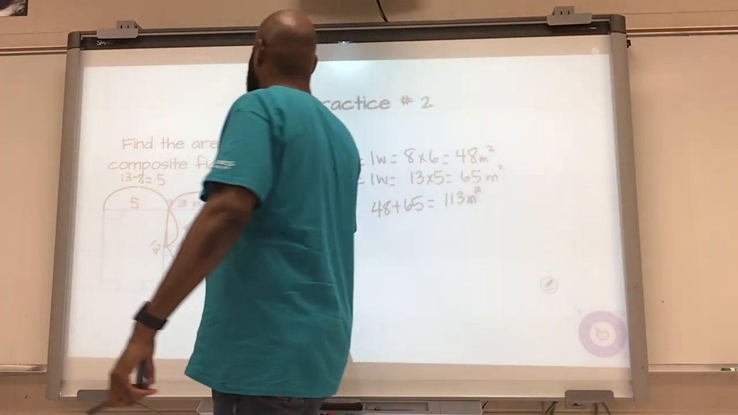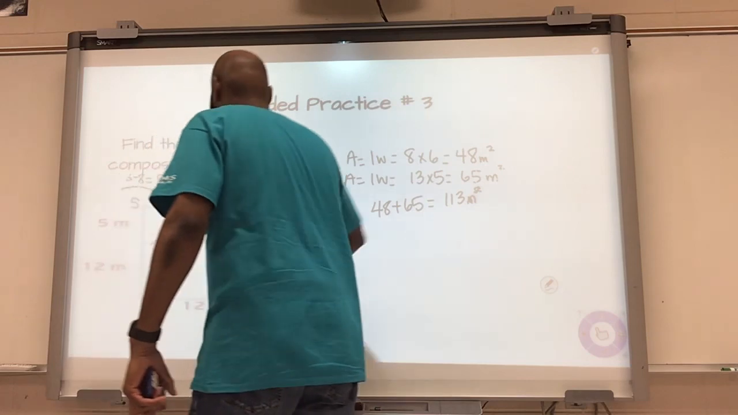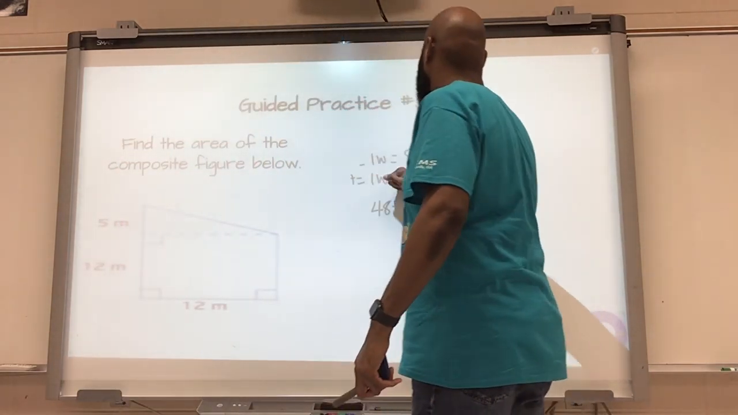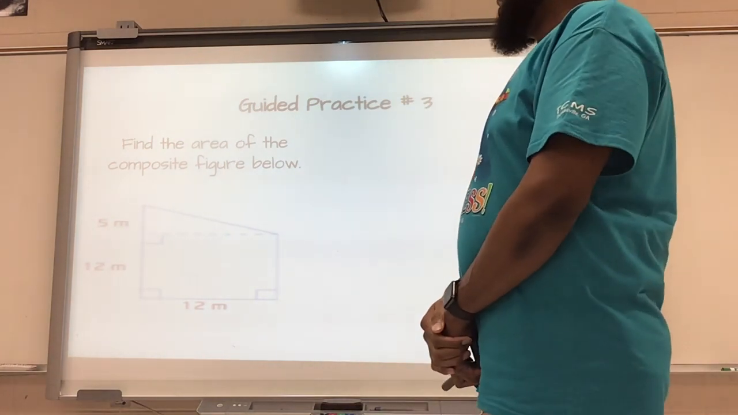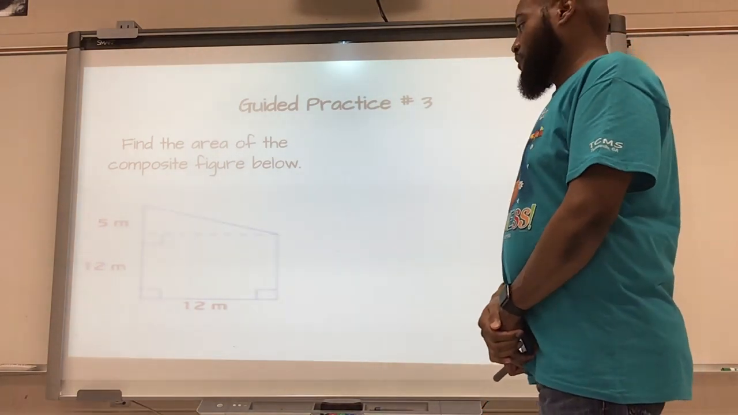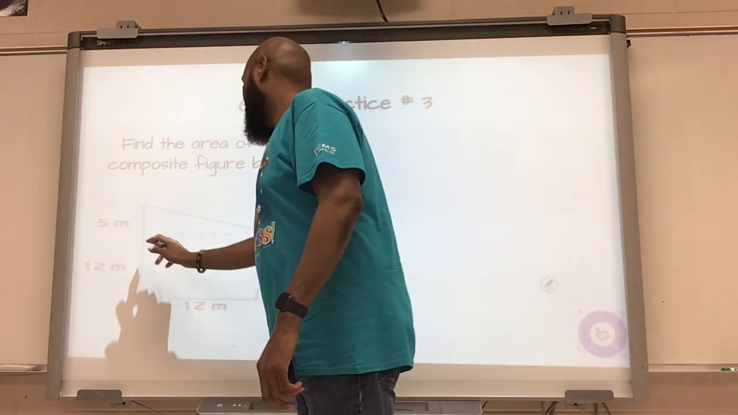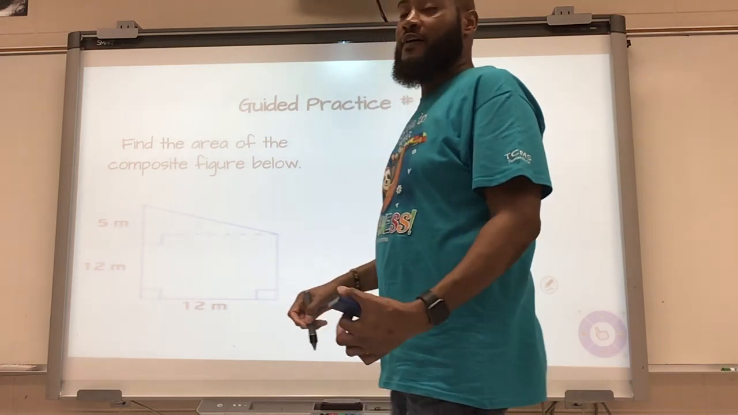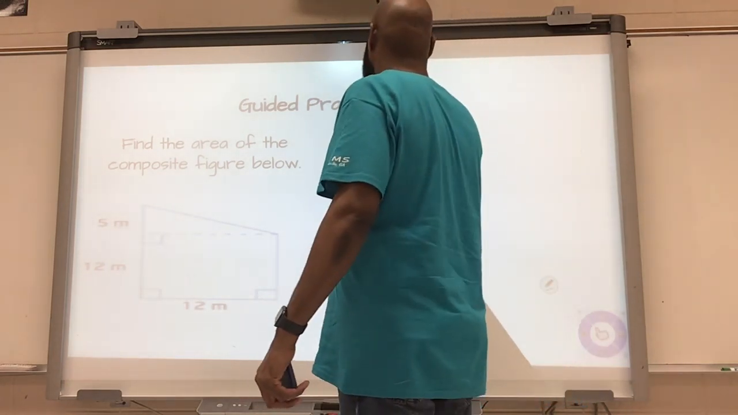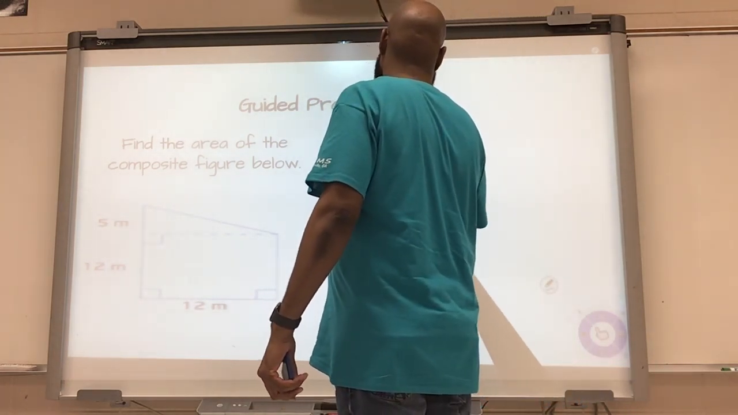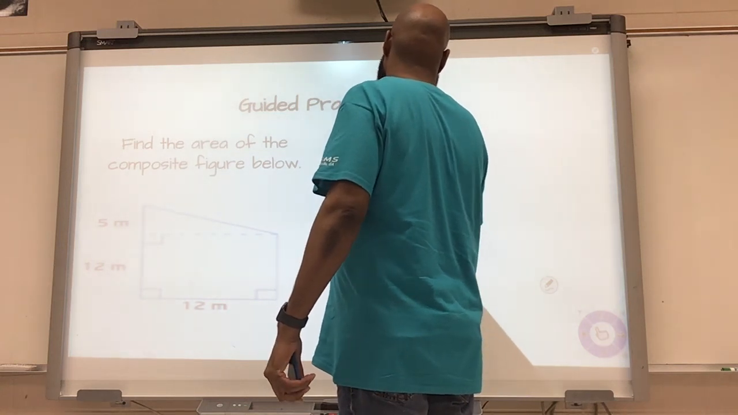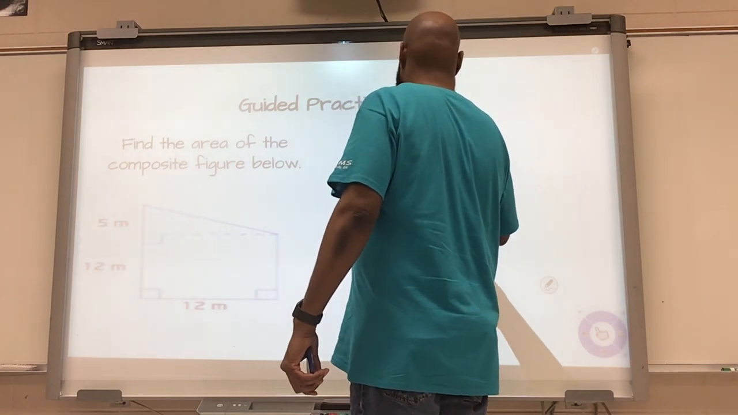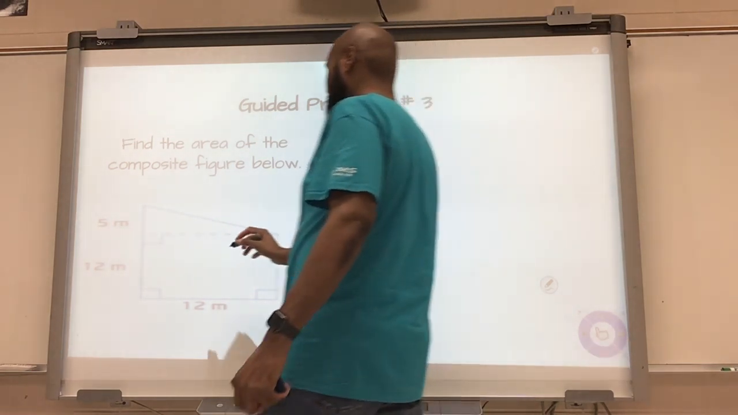And the last guided practice problem. We'll have a triangle on this one. All right. Find the area of the composite figure below. So we have a square. We have 12 and 12. So to find the area of a square, you take the side squared. So we take 12 times 12. And that gives us 144 meters squared for this part.